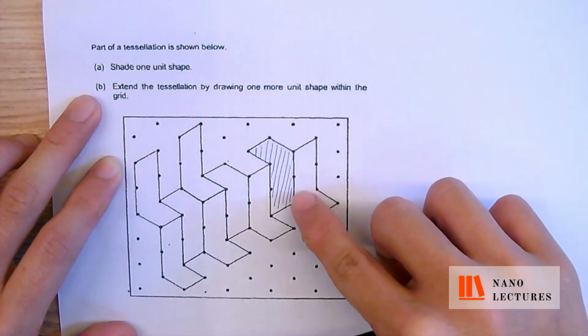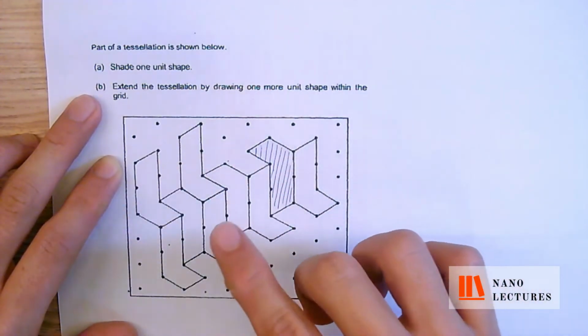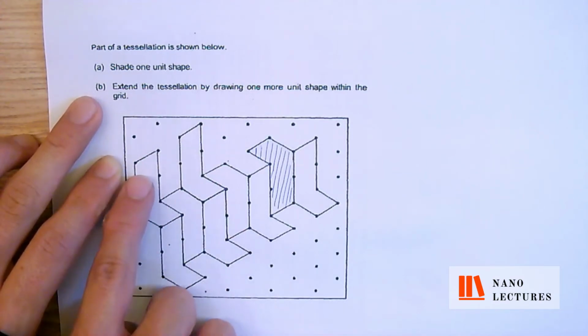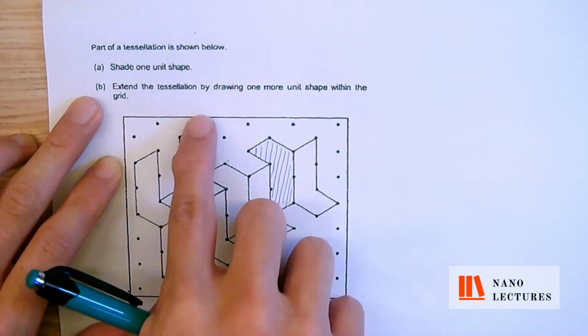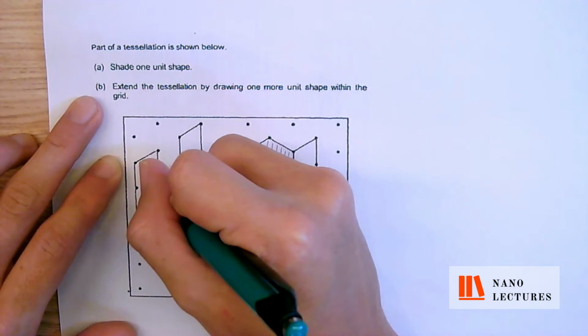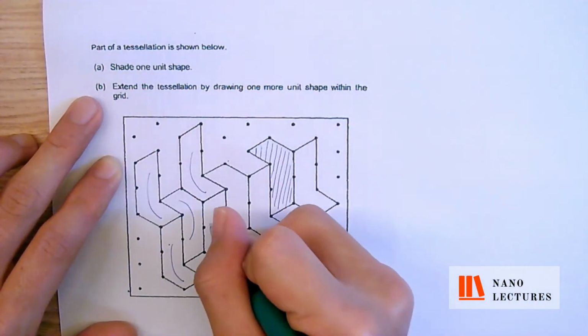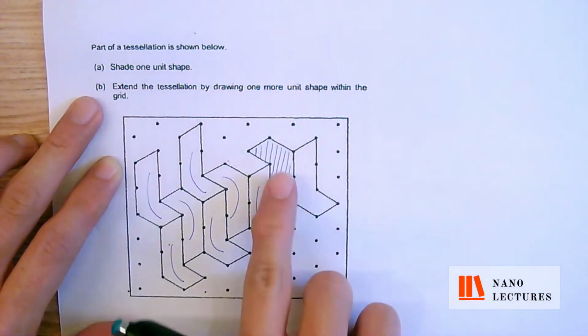Now the next part will be a bit trickier because you need to start imagining for yourself. This is like a staircase. So it goes like this, then like this, and you imagine this one also goes like this. It is something like this, like this, like this. So what do you think is the next one?